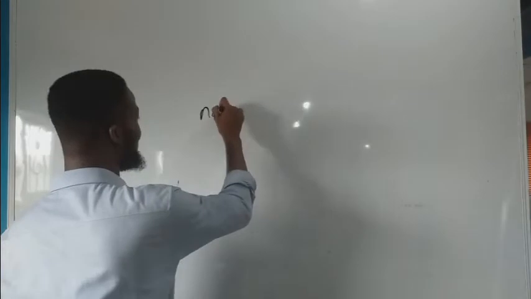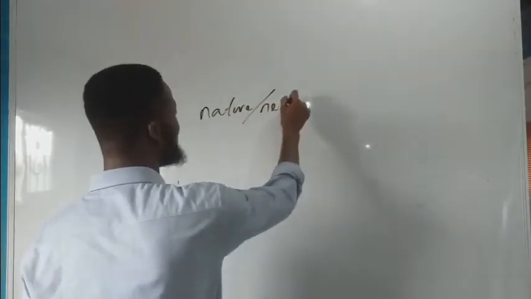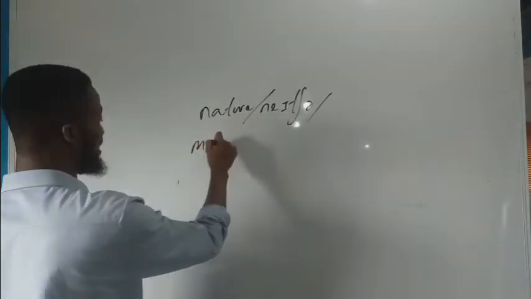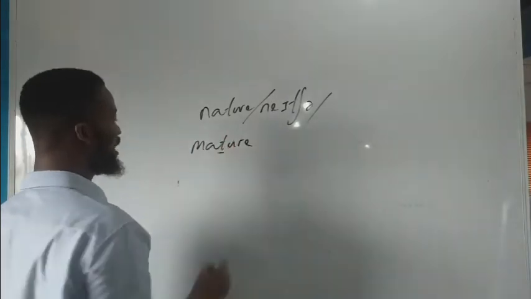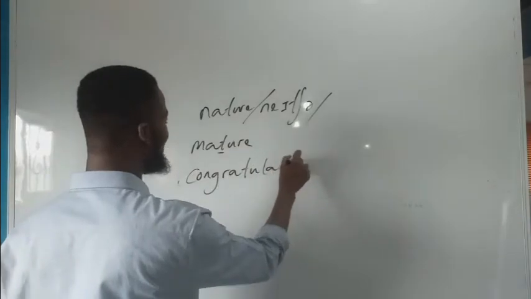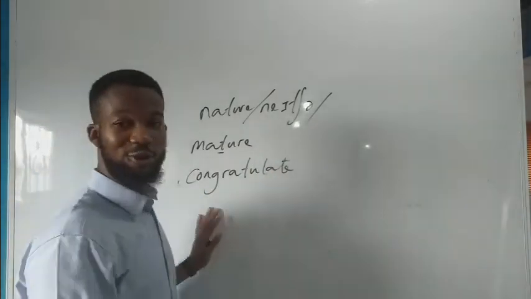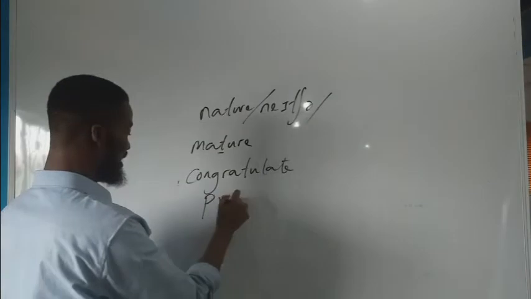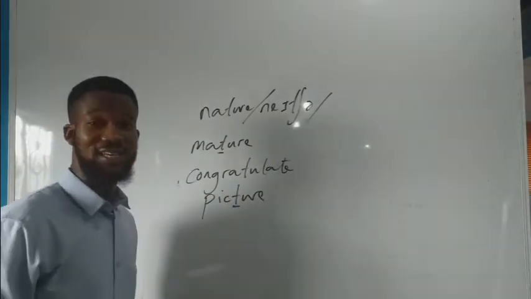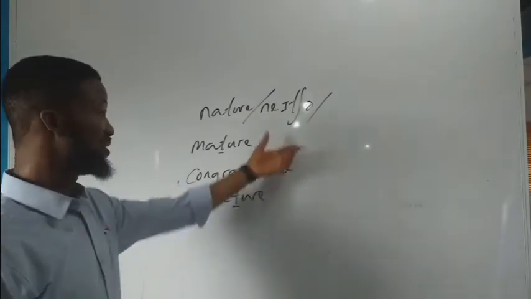In certain words, T is realized as ch. Simple words are N-A-T-U-R-E. This word is pronounced as nature. You realize that T there is turning to ch. So this shouldn't deceive you. In that regard, we have M-A-T-U-R-E. This is called mature. It's also in C-O-N-G-R-A-T-U-L-A-T-E. This is called congratulate. It's also found in P-I-C-T-U-R-E. This word is called picture. You need to get used to the fact that T is liable to turn to the sound ch.